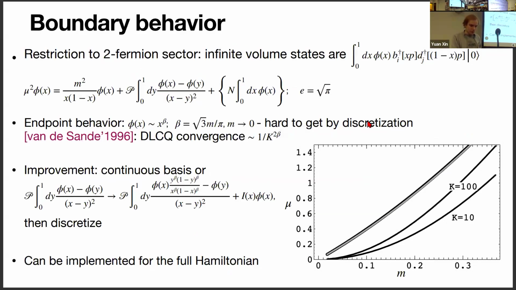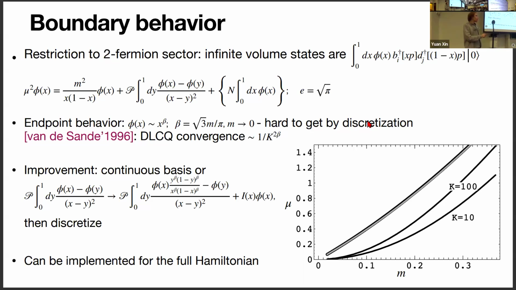But there is still one problem associated with boundary behavior. This is probably why the DLCQ became much less popular about 20 years ago. If we restrict the Hamiltonian to the two-fermion sector, then in the infinite volume, the bound states have this form, where b dagger and d dagger are fermion and anti-fermion creation operators, and this phi is the wave function that defines the momentum distribution between them. This satisfies the 't Hooft equation, where this extra term also appears for singlets.